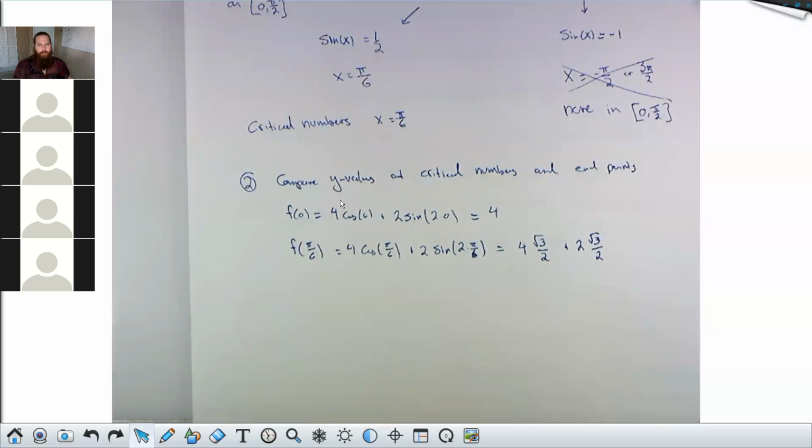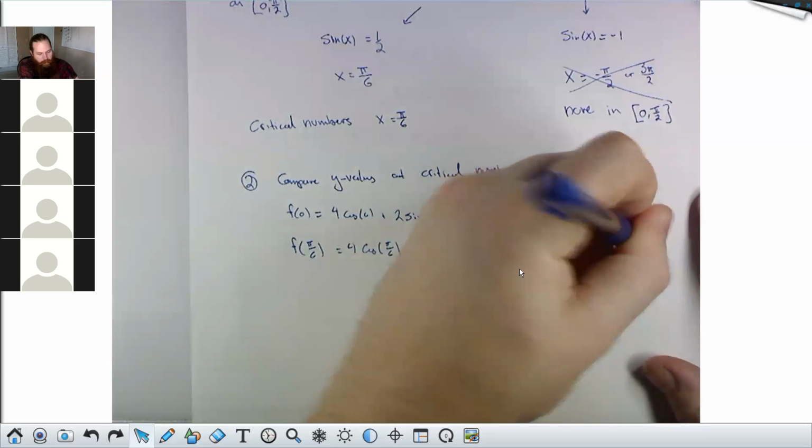So this guy, cosine of pi over 6, is root 3 over 2. So that's this piece. This guy, the inside of the sine function there is 2 times pi over 6. That's pi over 3. And the sine of pi over 3 is also root 3 over 2. So we've got 2 times root 3 over 2. This whole piece here is just the square root of 3. This piece here is 2 times the square root of 3. So I've got altogether 3 square roots of 3.